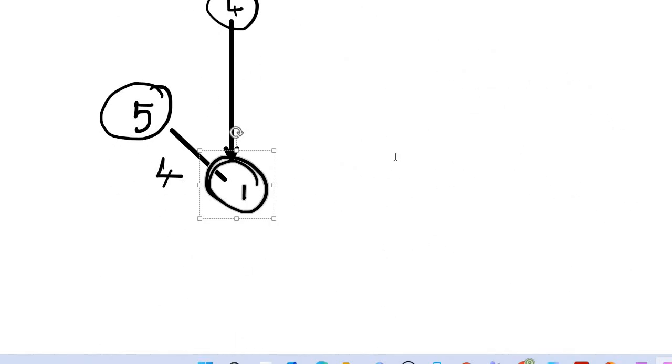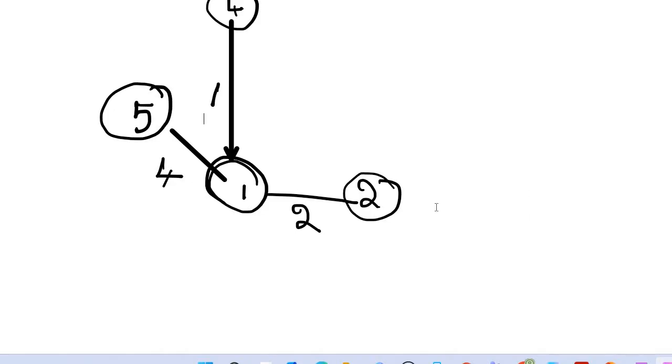So now let us include 1 to 2. What is the cost associated with this? 2, and here is 1.